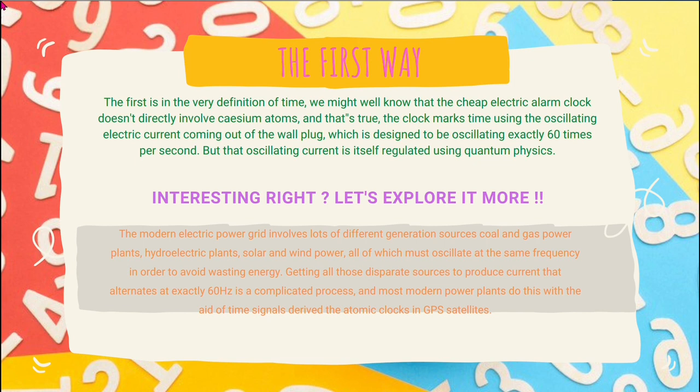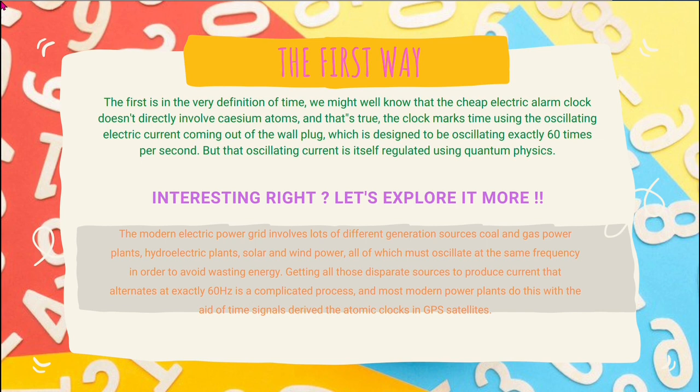We might well know that the cheap electric alarm clock does not directly involve calcium atoms, and that's true. The clock marks time using the oscillating electric current coming out of the wall plug, which is designed to oscillate exactly 60 times per second. But that oscillating current is itself regulated using quantum physics.